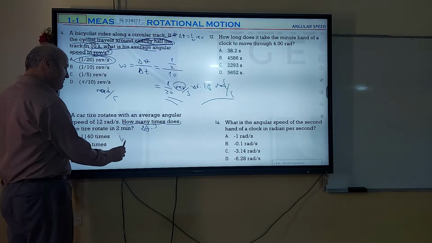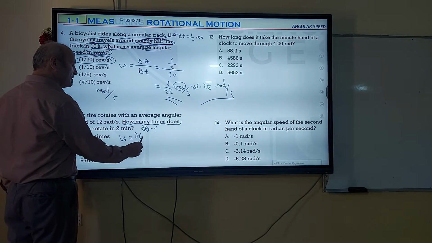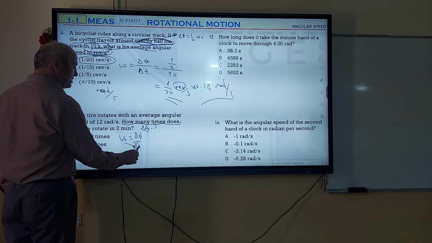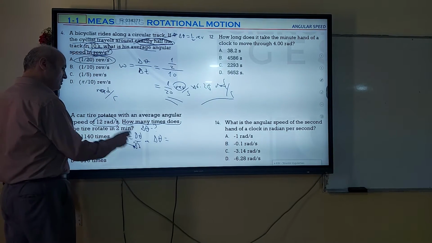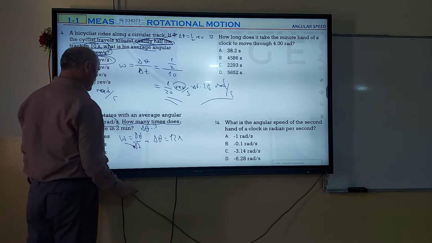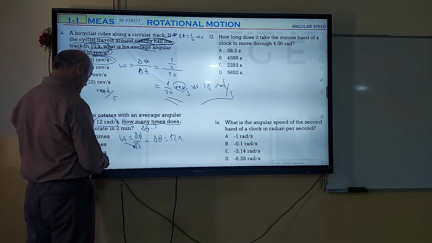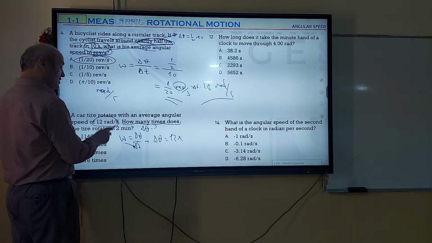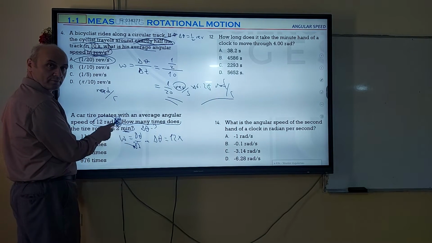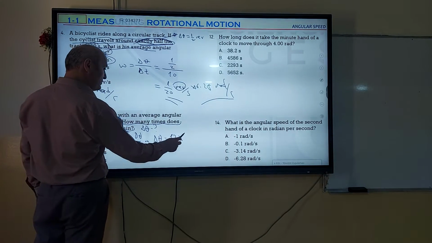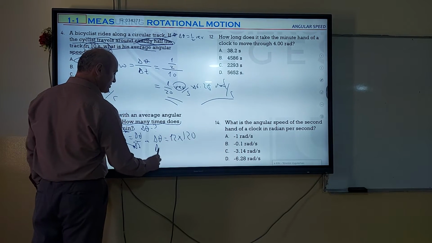So omega average is equal to delta theta over delta t. Delta theta is going to be omega times delta t. How much is omega? 12. Delta t, 2 minutes. Of course, we should write it in seconds because omega is given in seconds, and they must be the same unit. So 2 minutes is 120. How much is angular displacement in radian?